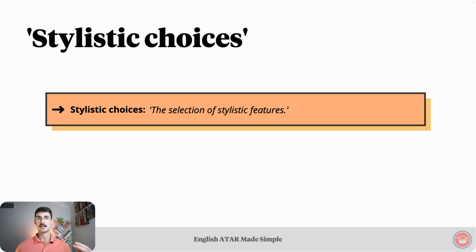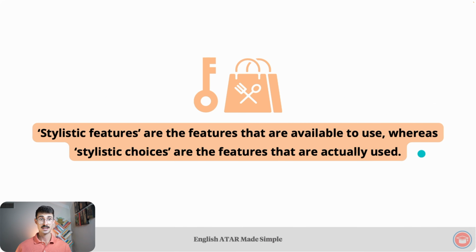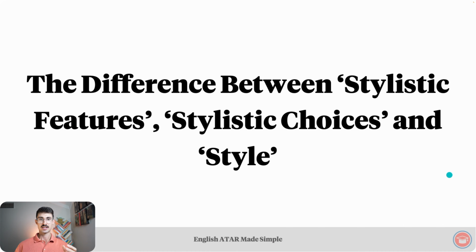This is our definition of stylistic choices. We've just defined stylistic features, and we know that stylistic features appears in the definition of stylistic choices. What can we make of this? In the previous definition, we saw that stylistic features refers to aspects of text, and the aspects of text are narrative point of view, voice, structure, language patterns, and language features. So what this is telling us, and as we're about to see, is that stylistic features are the features that are available to use, whereas stylistic choices are the features that are actually used. The difference between stylistic features, stylistic choices, and style.